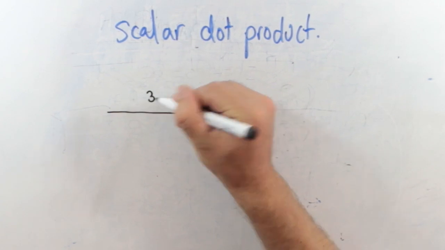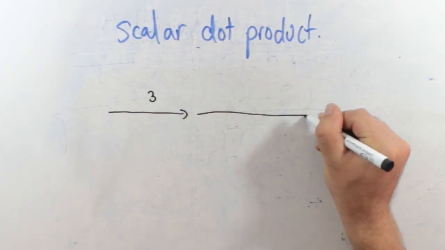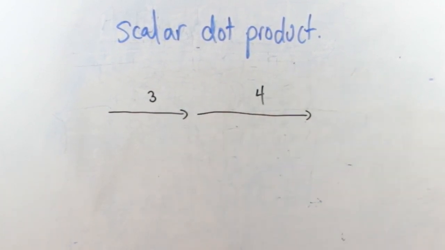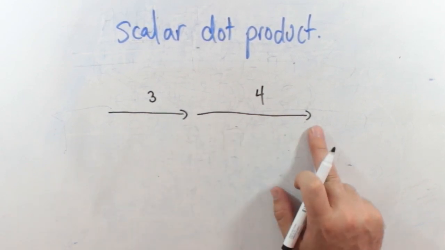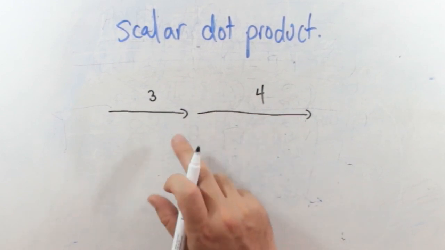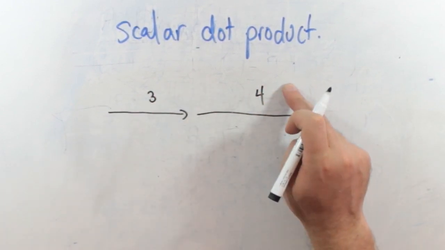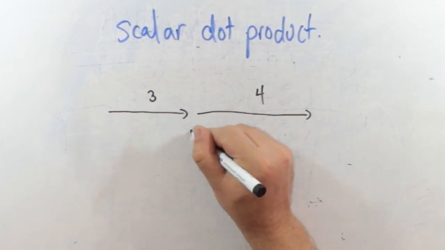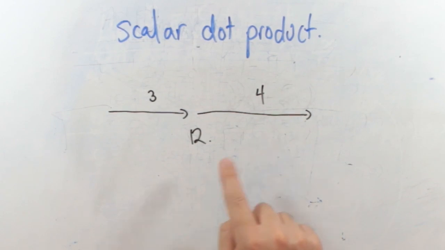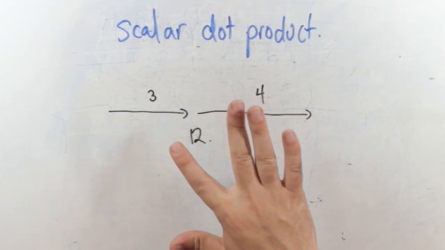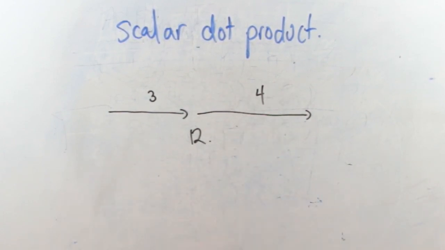So we've got two quantities that we want to multiply together. Let's say we've got a 3 and a 4. So this is a vector of magnitude 3. This is a vector of magnitude 4. They're both in the same direction. So if we multiply these two numbers together, we get 12. And that's what we hope to get. But these are vectors. So what if their directions were different? We'd want that to affect our answer.